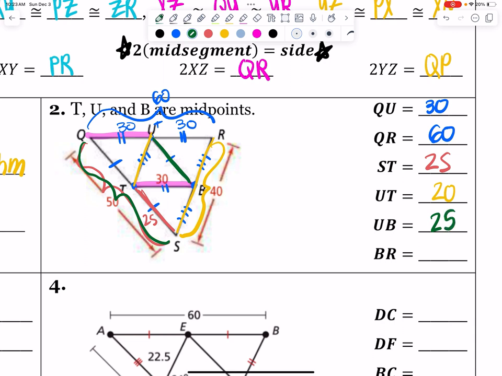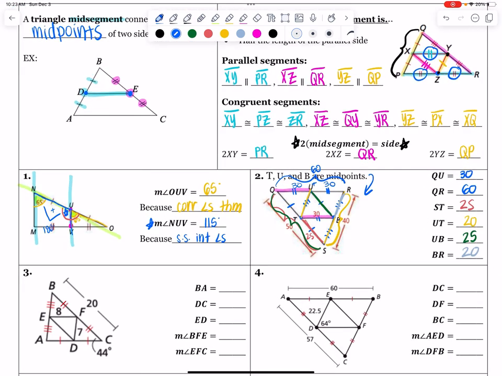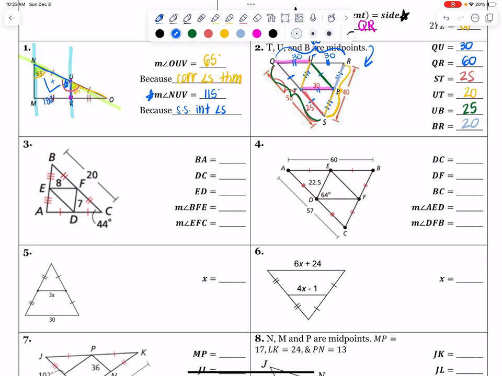All right, it then wants us to find U to B, which is facing the same way as the 50. So I know that it's going to be half of that since that's the midsegment. And then, last but not least, it wants us to find B to R. B to R goes from here to here. That is half of the whole thing, which is 40, which is 20. So I can find all of these missing pieces simply from the fact that it told me that those were midpoints. If it didn't tell me that, I would not have been able to solve for any of those missing pieces.